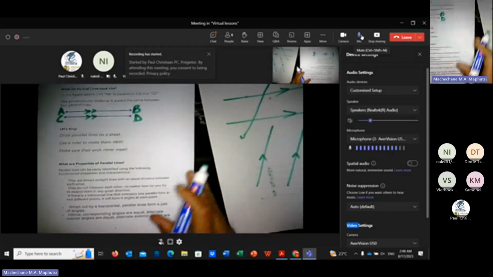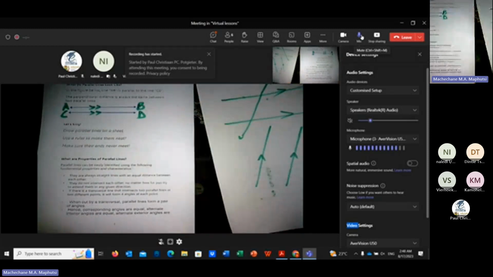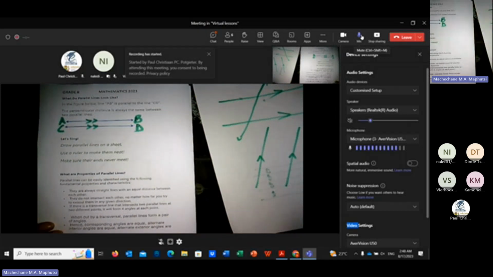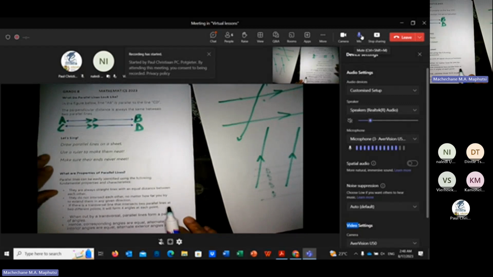Now I want us to sing this song on how to draw parallel lines so that you cannot make a mistake. So let's sing the song. I'm going to sing a song for you. Then from there, you can sing it with me together where you are.